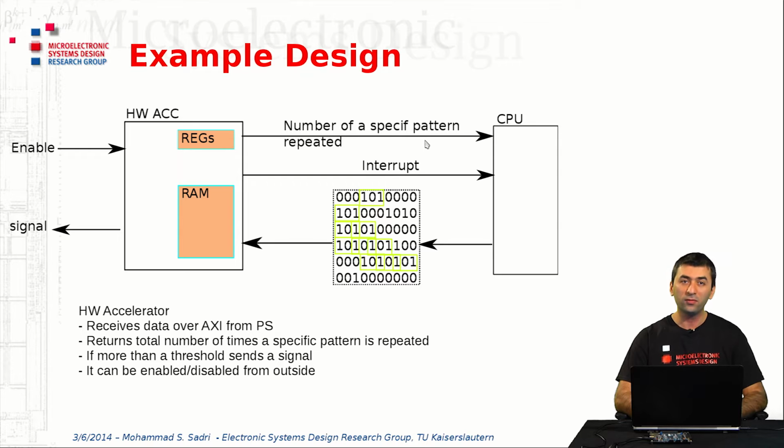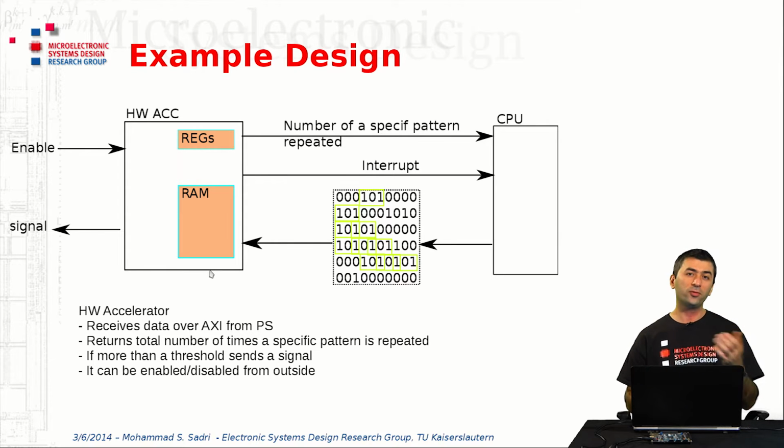So there should be an interface through which the CPU first sets the pattern, then the CPU sends the chunks of data, and then my hardware accelerator should be able to tell the CPU, for each chunk of data, how many times a specific pattern has happened, and also in total how many times that specific pattern has happened. I want my hardware accelerator to be able to do this operation as fast as possible.